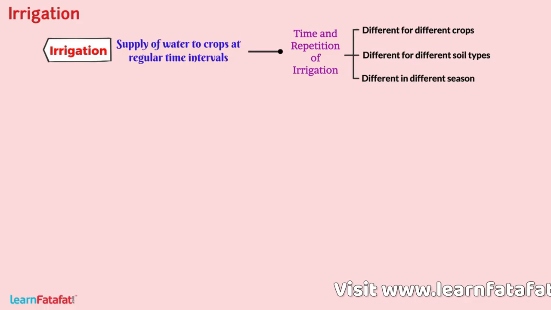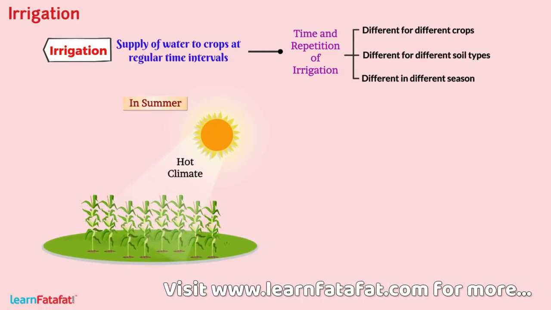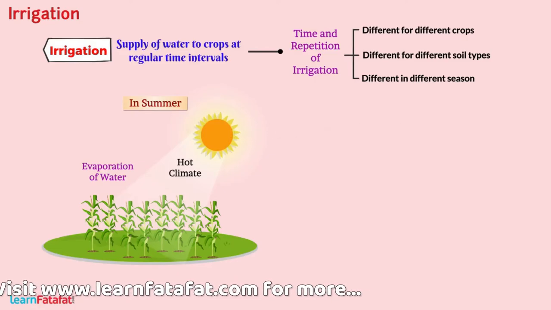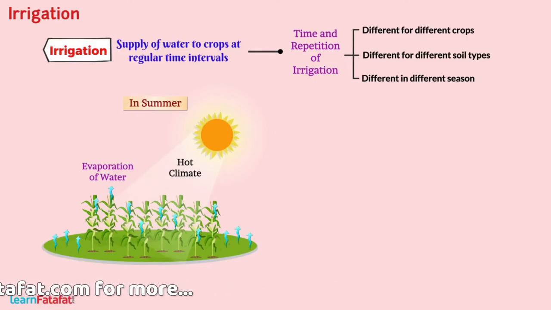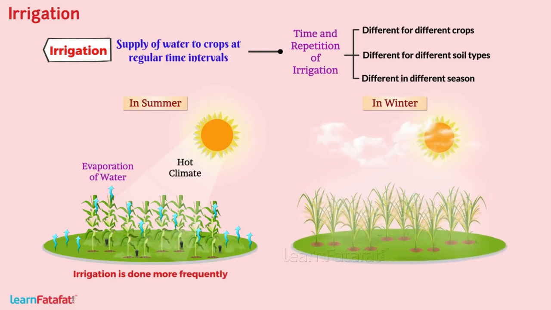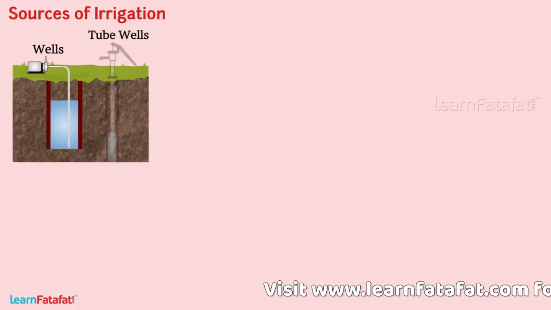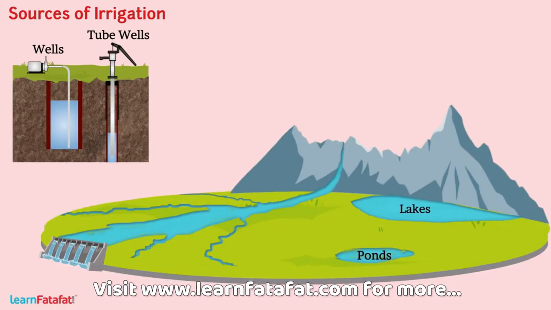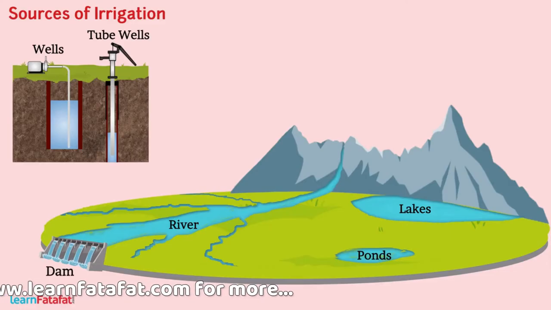For example, in summer season, due to hot climate, evaporation of water through plant leaves and soil is higher, and so irrigation is done more frequently. However, in winter season, due to cold climate, irrigation is not so frequent. Sources of irrigation. Various sources of irrigation are wells, tube wells, ponds, lakes, rivers, dams, and canals.